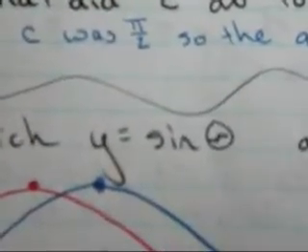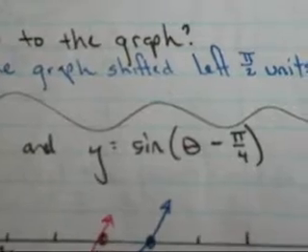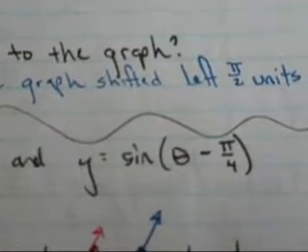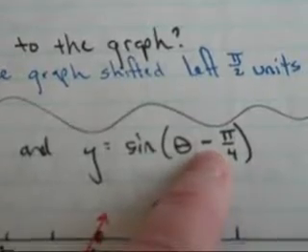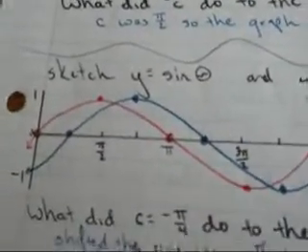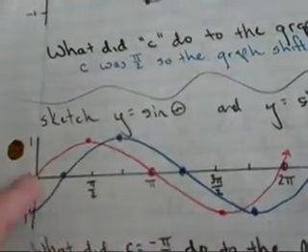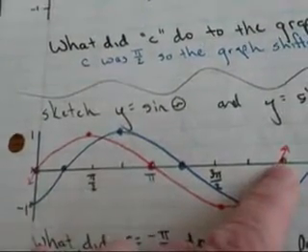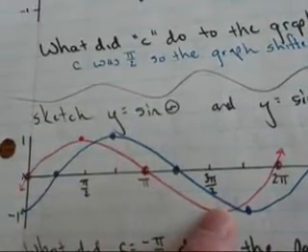So now, what if we look at the parent function, y equals the sine of theta, and compare it to the child function, y equals the sine of theta minus pi over 4? Well, if adding shifts everything to the left, then subtracting a c value must shift everything to the right. So again, I have sketched my parent function in red, here with my zeros at 0, pi, and 2 pi, my maximum at pi over 2 and my minimum at 3 pi over 2.